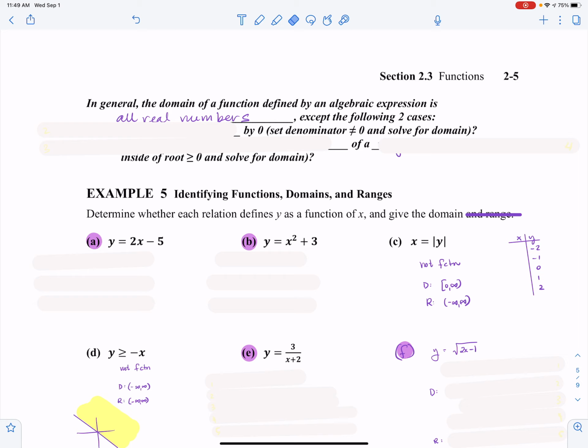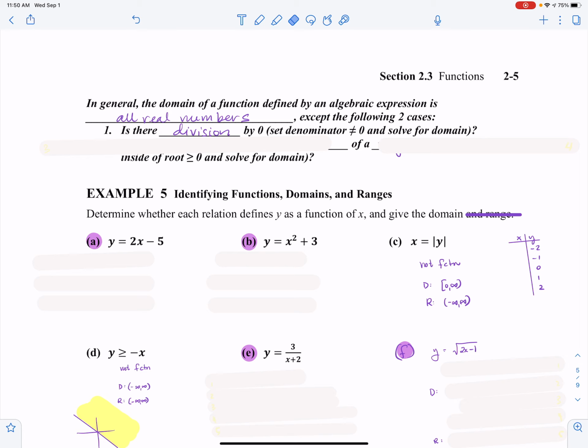And so I have 2 questions for you to ask yourself. The first case where my domain is not going to be all real numbers is when I have division by 0, when there's the possibility of division by 0. If I have this, what I'm going to do is set my denominator not equal to 0, and then I'll solve. And I'll walk you through how to do that.